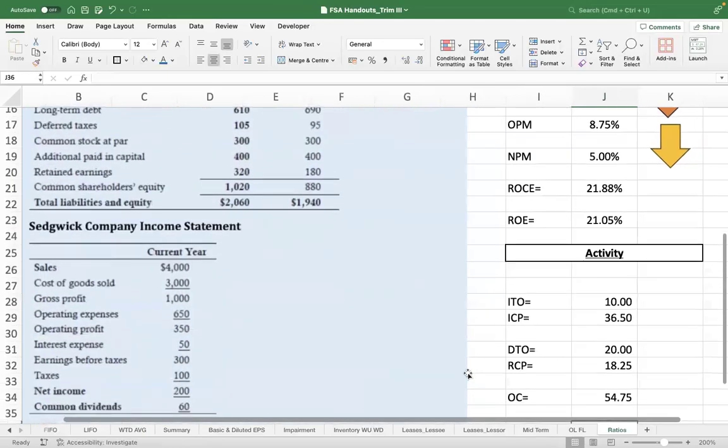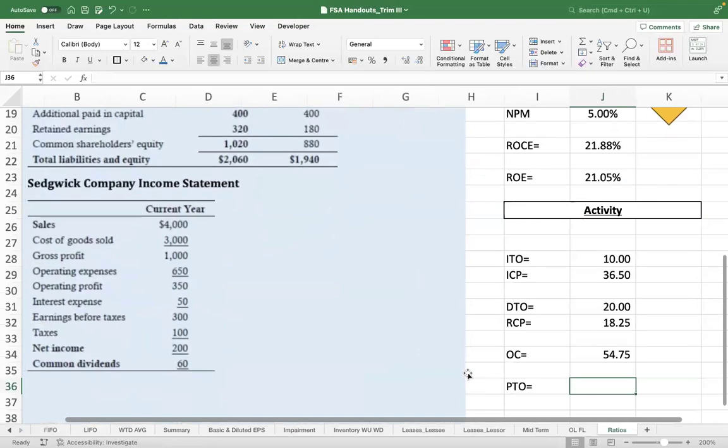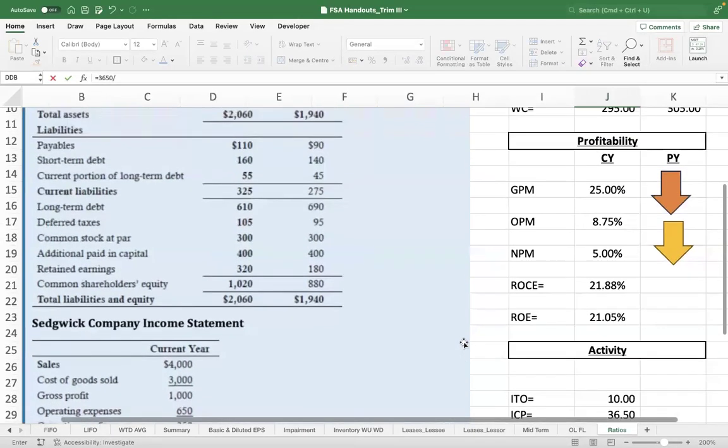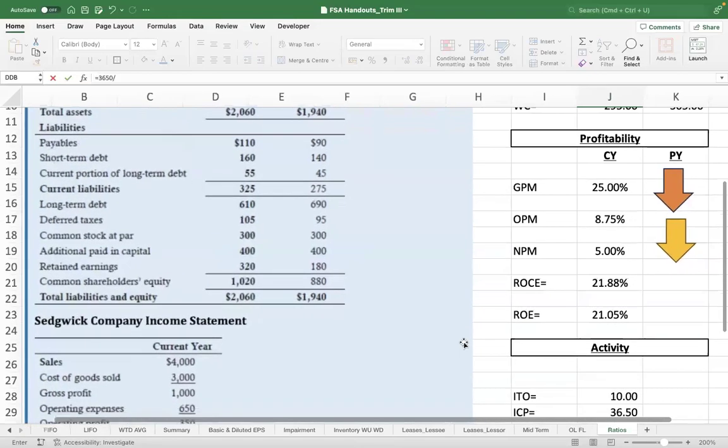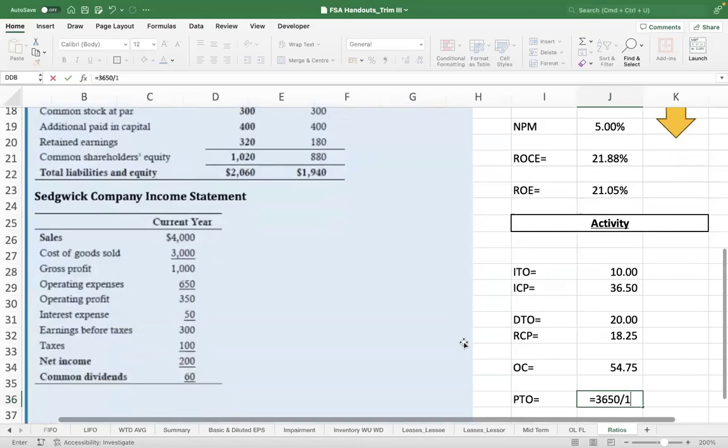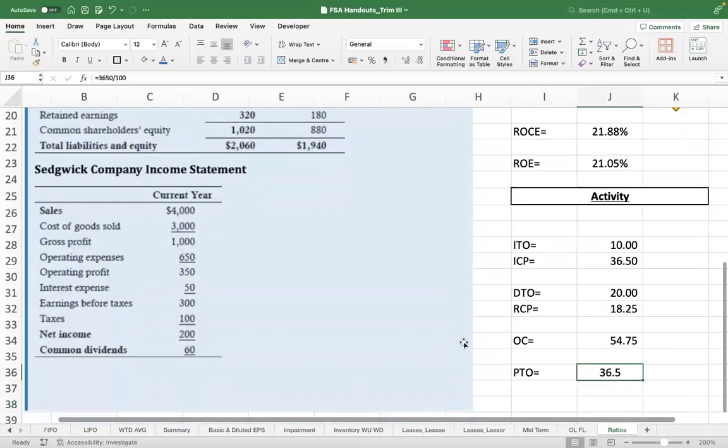So cost of sales के लिए क्या लोगे आप? Will you take only cost of goods? I will not do that. I will take cost of goods plus OPEX, which is 3650, divided by average payables, which is 100, right? Which is 36 and a half times.